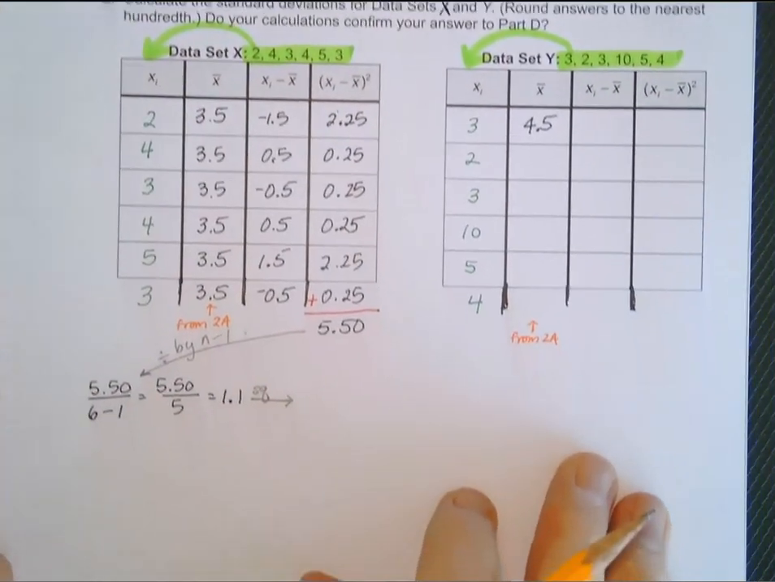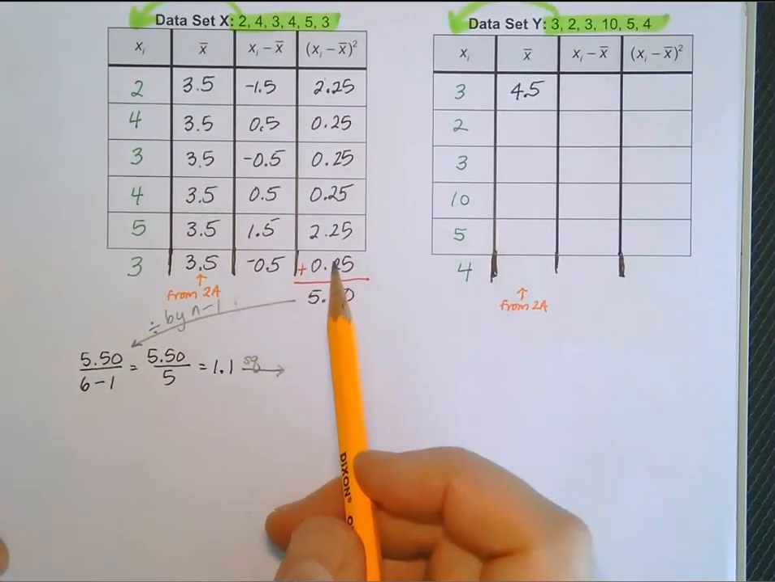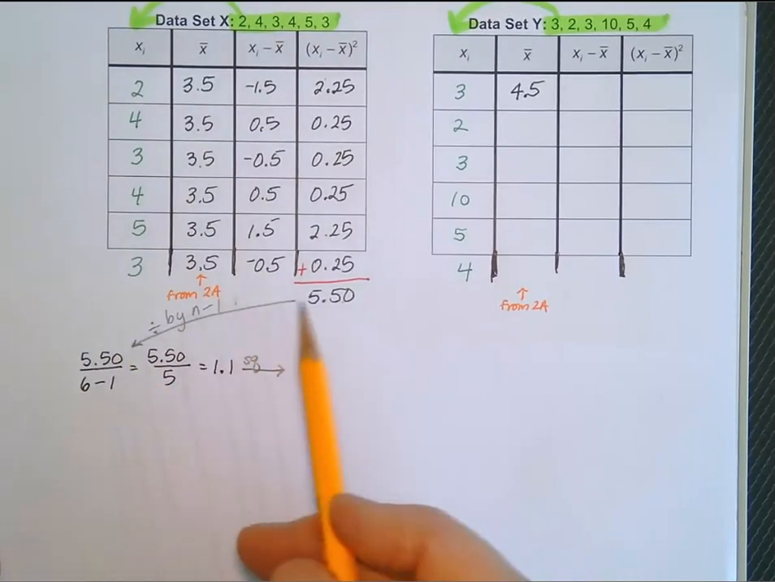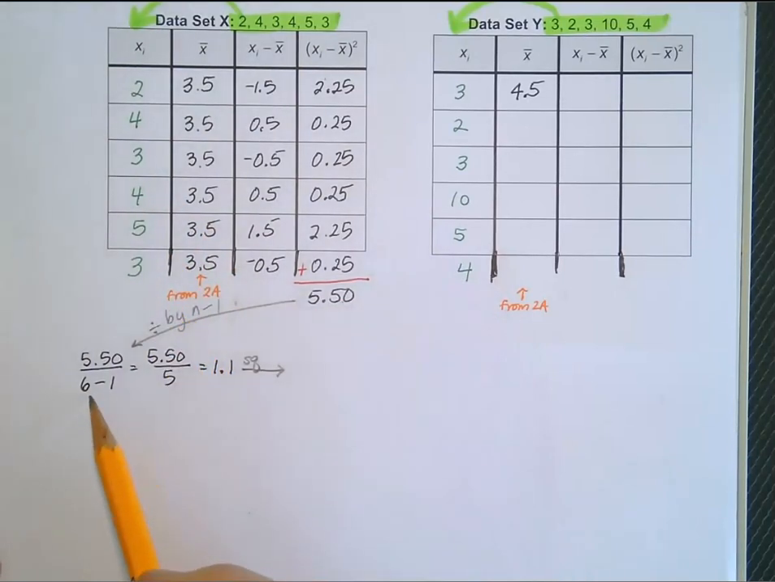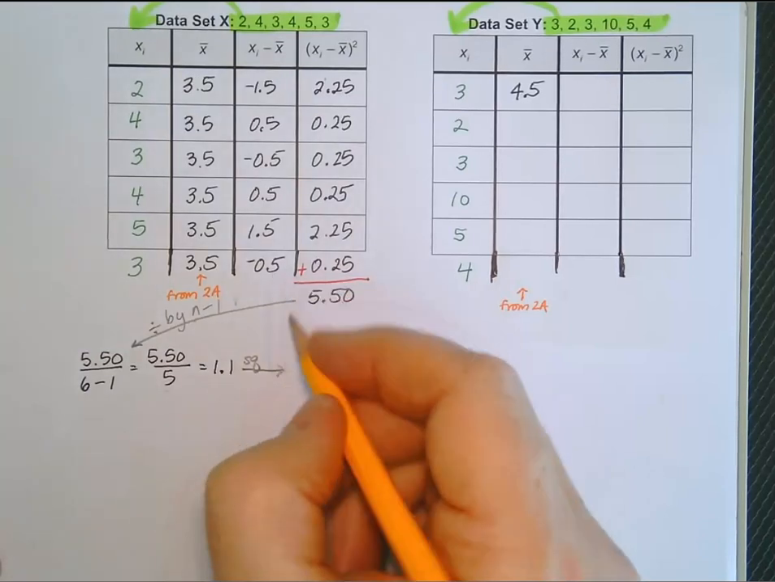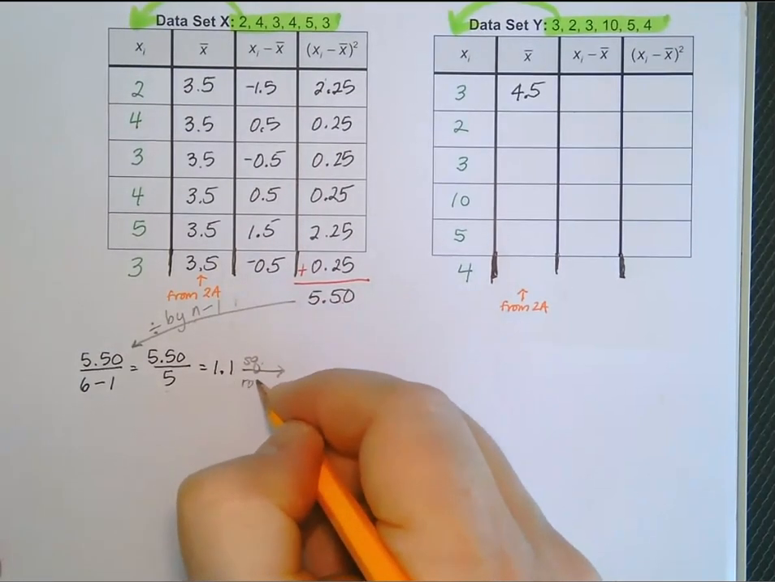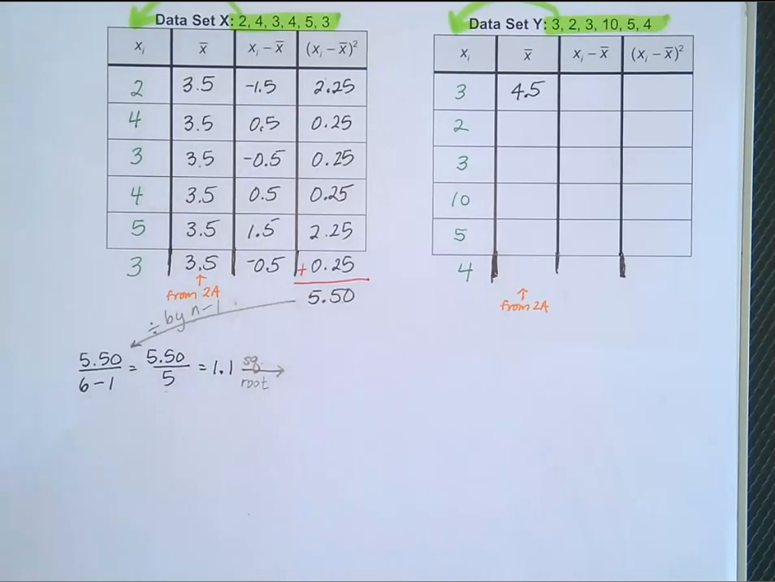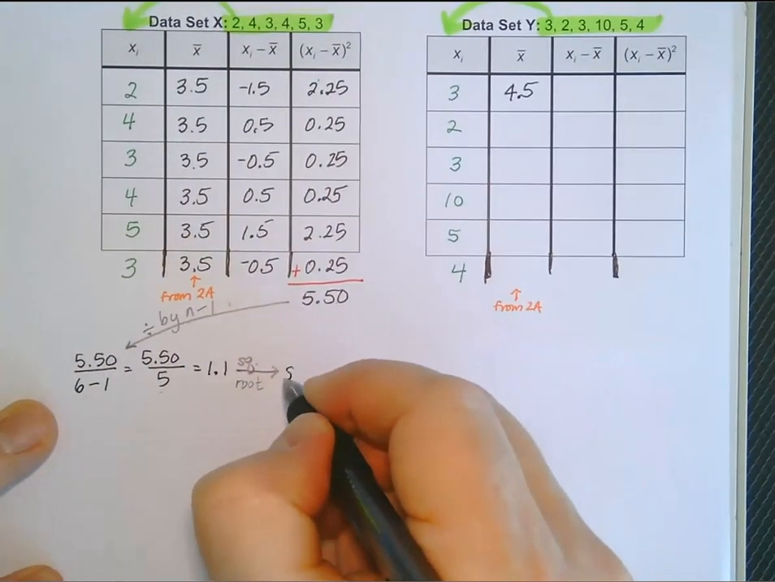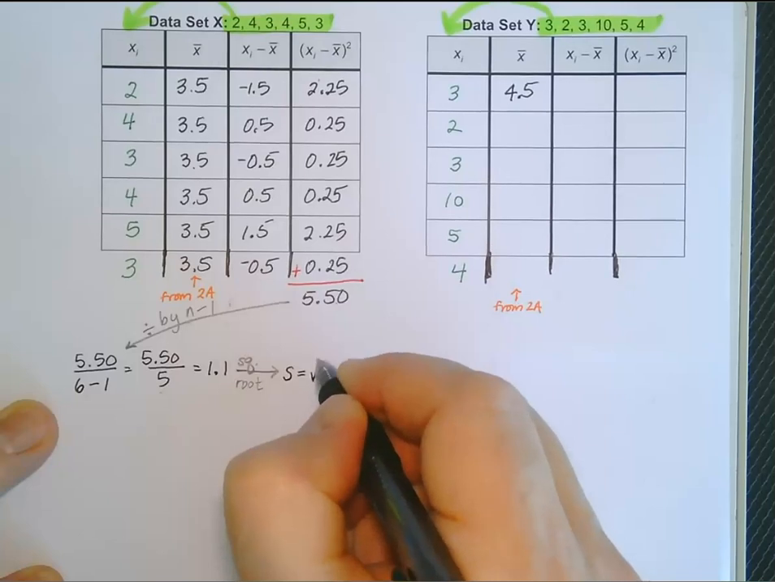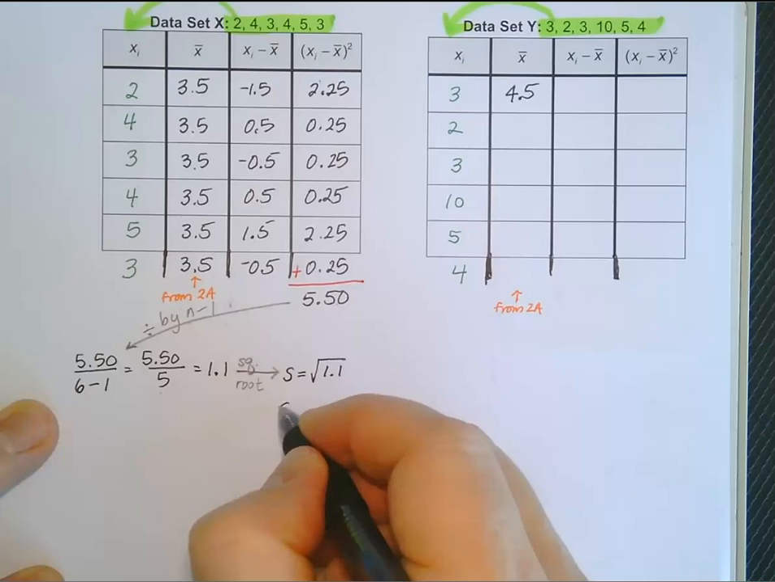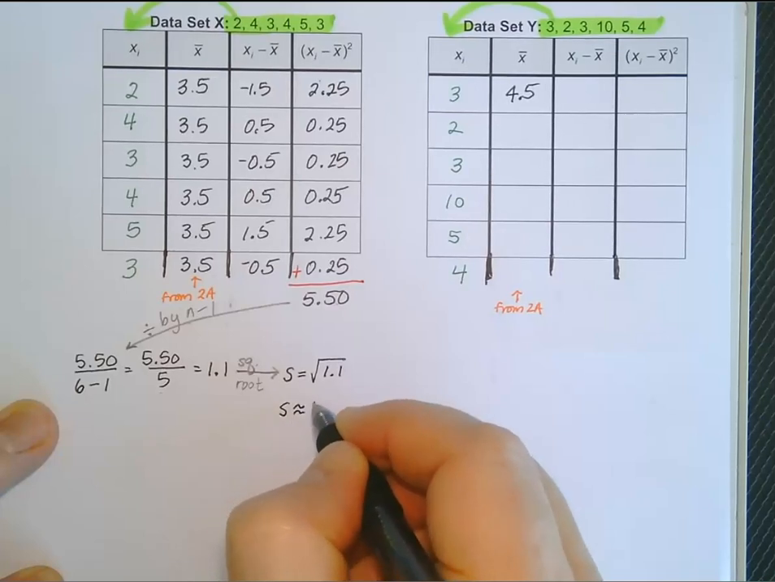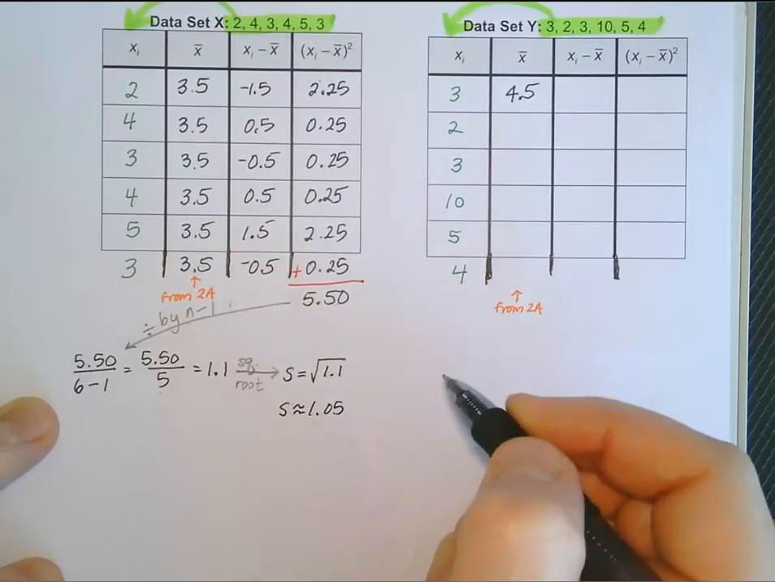Thank you for letting me know that you can't see. There we go. I'm so sorry. So you can see I took the 5.50, I divided by n minus 1. N was 6 because there's 6 numbers. So that's 5.5 divided by 5, which is equal to 1.1. And now I'm going to do the square root. The letter we use is lowercase s, which is the square root of 1.1. And when you square root that, you're going to get approximately 1.05.